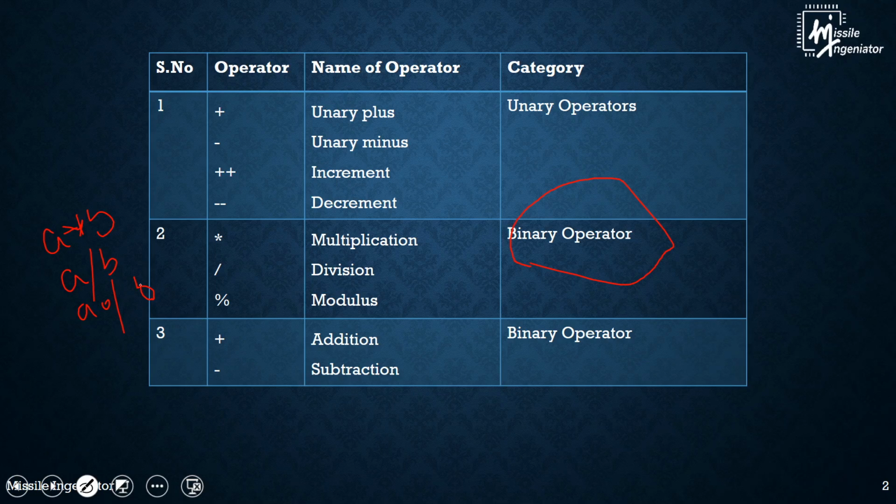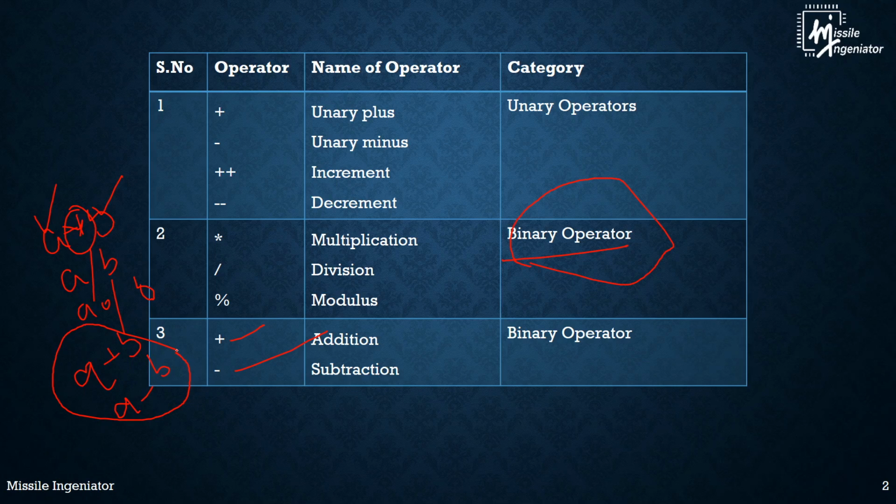This is a binary operator, because we are performing the operation on two operands. The operands are a and b, and the operator we have here is modulus. So why do I name this a binary operator? Because it's performing an operation on two operands. We can also perform plus and minus, like a plus b and a minus b. These also come under binary operators. Basically, binary operators are named so because they operate on two operands.